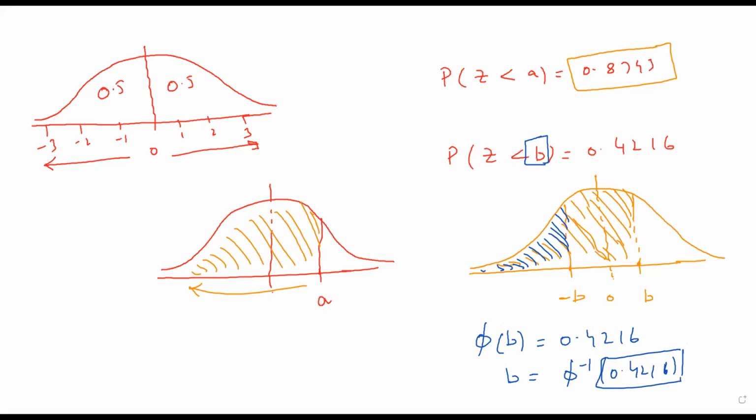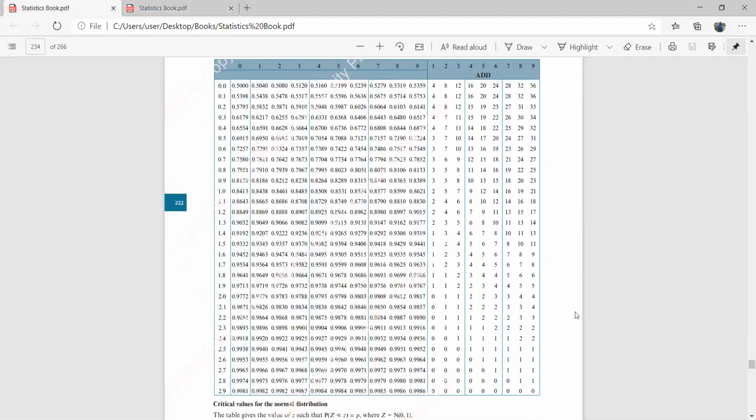So let's write phi of b is 0.4216, and then you say b is phi inverse of 0.4216. Look what will happen. Just remember this 0.4216. I'm going to take you to the book now. Do you have this 0.4216 anywhere? Where is that? The values start from 0.5. Yes, very good. This starts from 0.5 because this is showing you the positive half. So you will not be able to find this phi inverse of 0.4216 from the table.